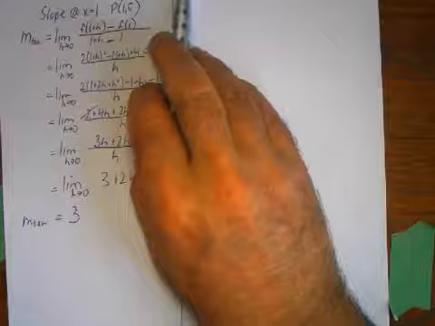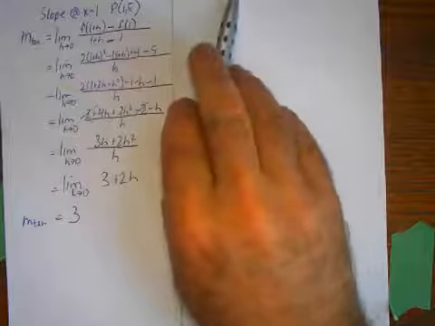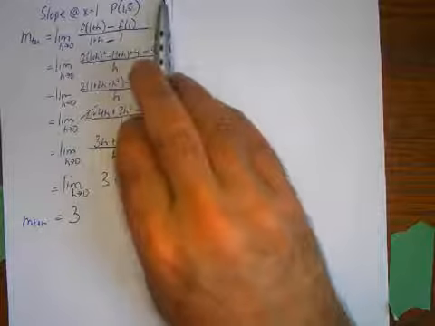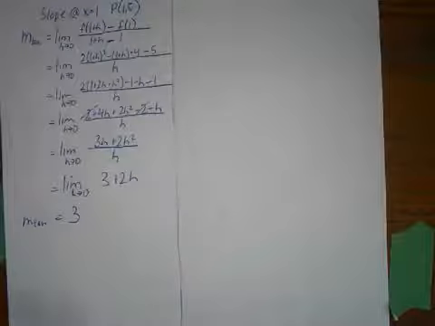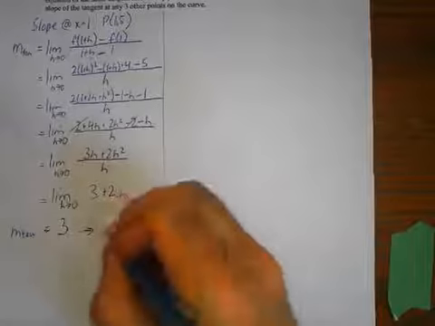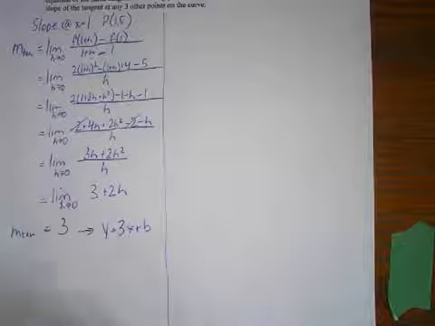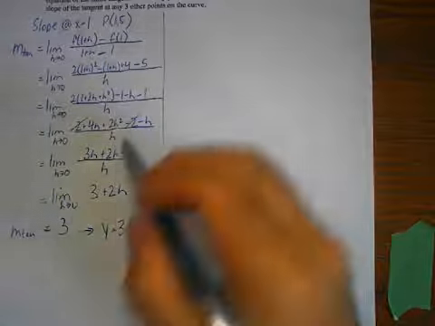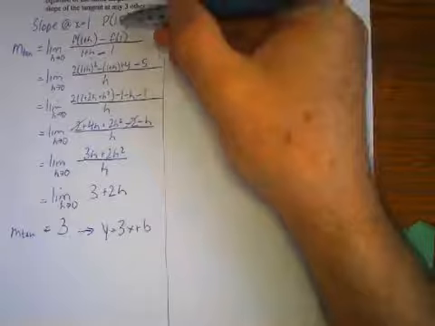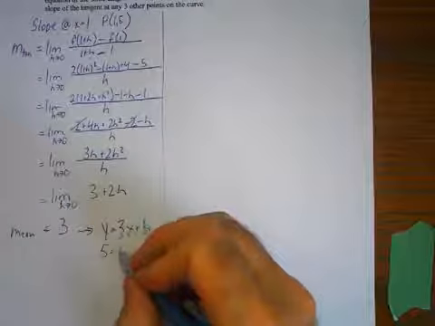Okay, now it also says find the equation of the tangent line. So far we've just found the slope of the tangent line. So if you remember back to your grade 9, if that's your m value, you have y equals 3x plus b. And then we do have a point that's on this. The only point we actually know that's on this tangent is our point P. So I can plug in x equals 1, y equals 5. And I get b equals 2.